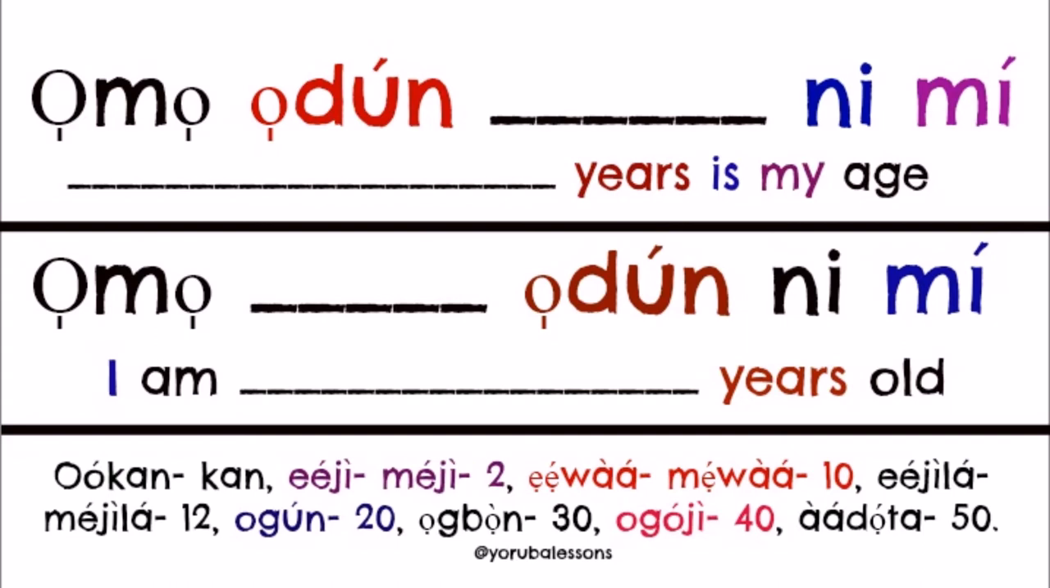Now, when you get to the main tens, like 20, after the first 10, which is ewa, mewa, omodu mewa nimi, where you often replace the first E with an M. When you get to the 20s, 30s, 40s, the way you would say your age would be different. Instead of saying omo odun ogun nimi, where ogun is 20, which would sound weird and is not often said, you would say omo ogun odun ni mi, I am 20 years old.